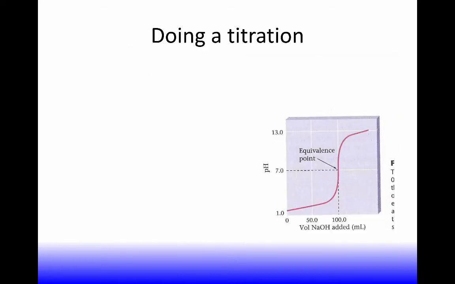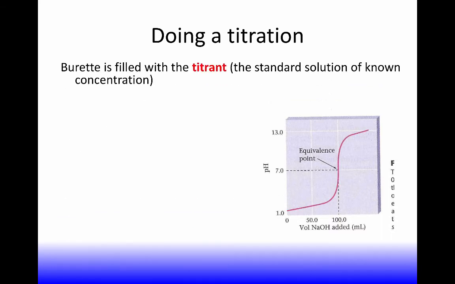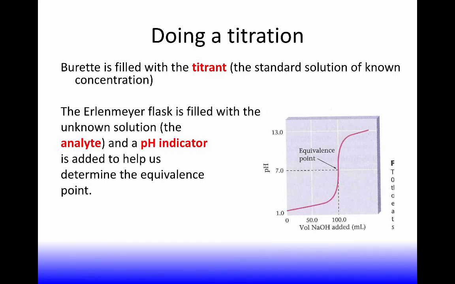Now, when we do a titration, the burette, that long glass tube, is filled with the titrant. Titrant is the standard solution of known concentration. Titration, titrant, that's where the word comes from. The Erlenmeyer flask, which goes underneath the burette, contains our unknown solution. That's called our analyte.